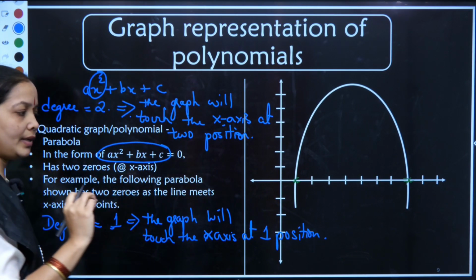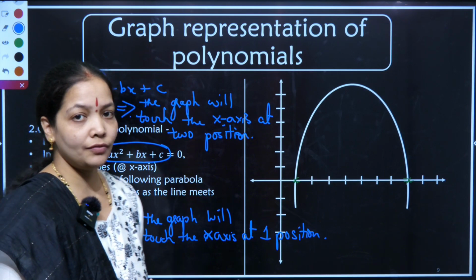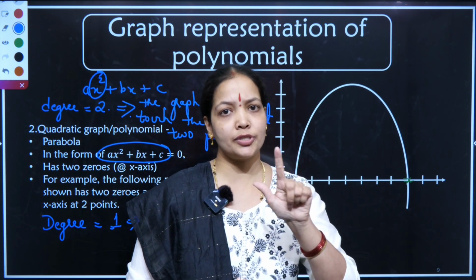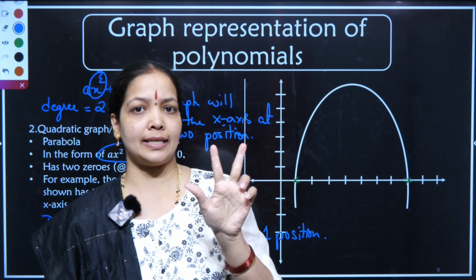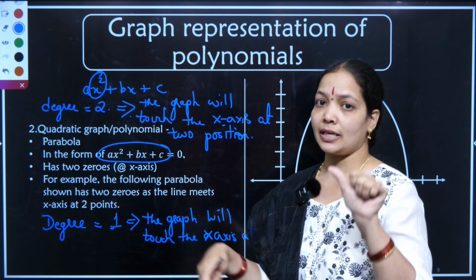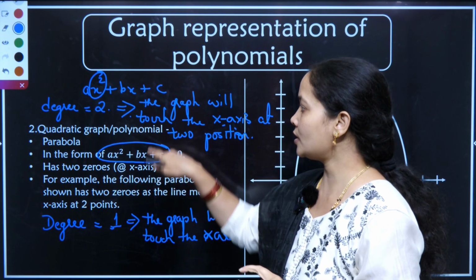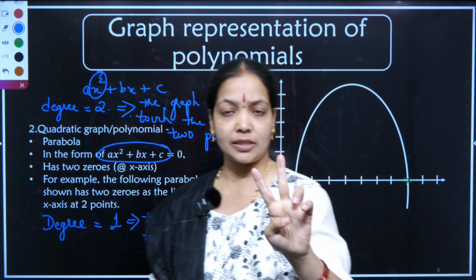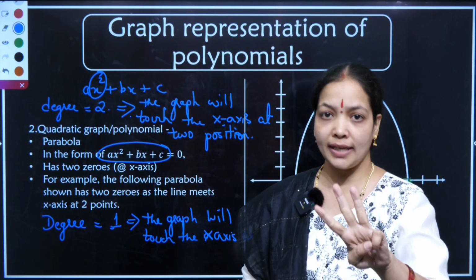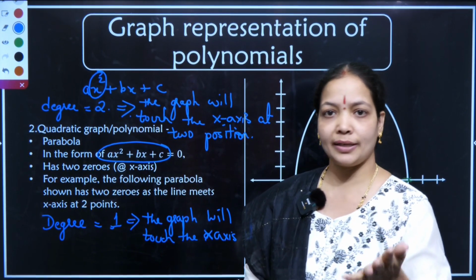Now you tell me, if I have a cubic polynomial, where should the graph touch? It should touch in one position or two positions or three positions. Just analyze. Repeating it, if it's a linear polynomial, the graph is touching at one position. If it's a quadratic polynomial, the graph is touching at two positions. Now going for cubic, it has to touch at three different positions. Please keep it in mind.